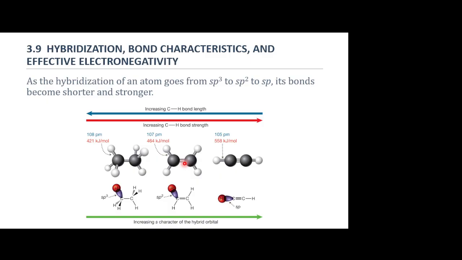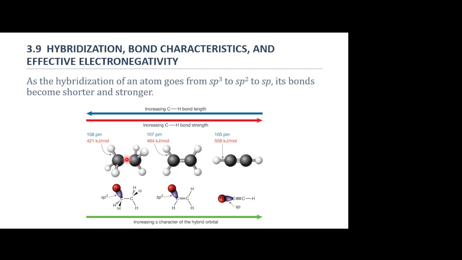Your sp orbitals are typically going to be quite a bit more stable, all other things being equal. If you have completely different atoms, then this isn't going to matter. But with carbons, you're actually seeing it right here.